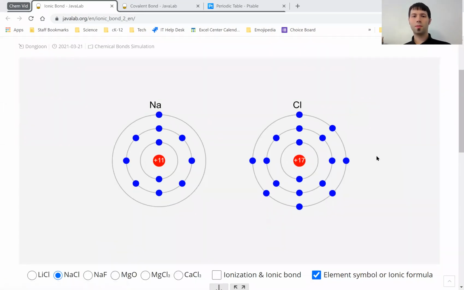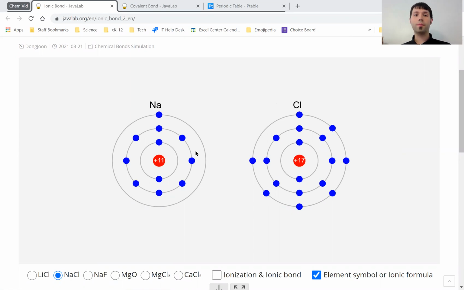Hello, chemical systems. So today we're going to go over something called electronegativity. I'll come back to that word in a second. You might recognize this simulation from a previous assignment. Here I have a sodium atom and a chloride atom.